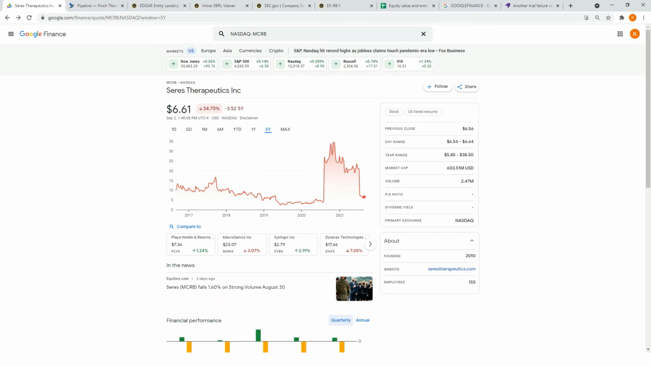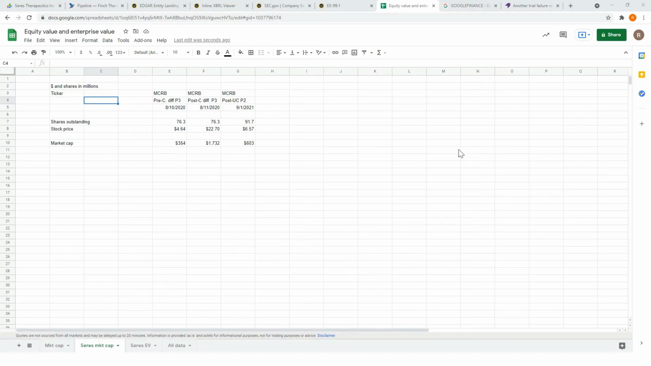So what can that tell us about the value of the C. diff program and the value of Seres' other programs? To do that, we're going to, again, calculate market cap, but this time we're going to calculate the market cap after this drug failed. So going back to the spreadsheet, I already had the market caps calculated here, so you guys don't have to see me go through SEC filings too many times. But we can take a look here at the shares outstanding, stock price, and market cap for Seres Therapeutics at different dates.